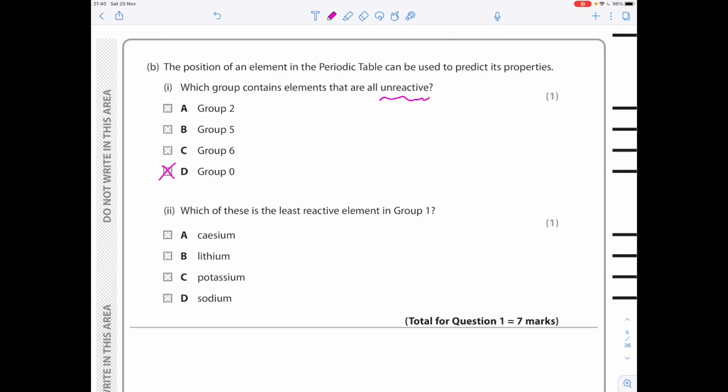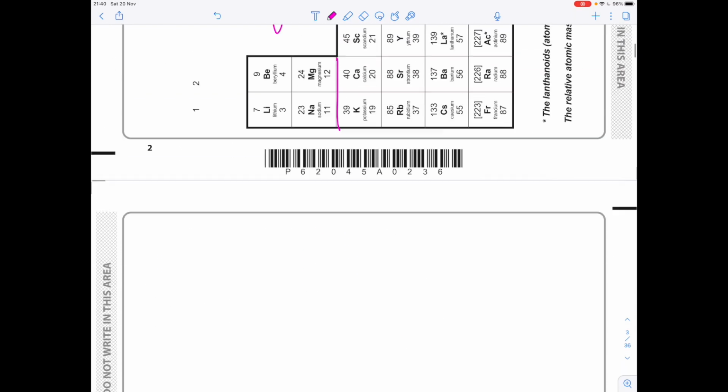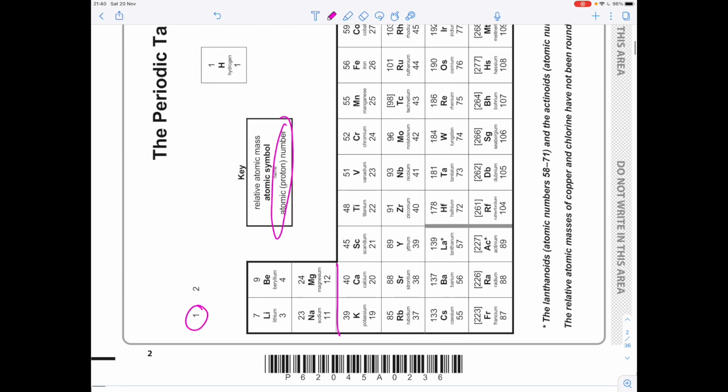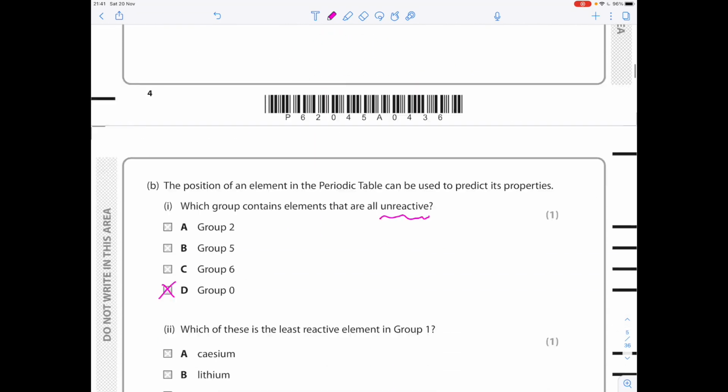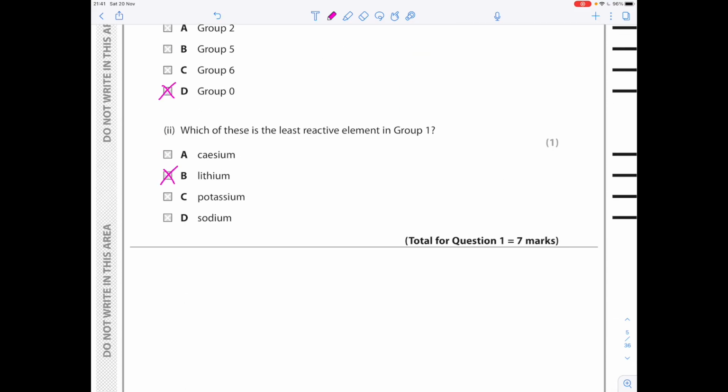Which of these is the least reactive element in group 1? So, focusing in on group 1, the least reactive can be found at the top of the group. So, lithium hopefully is in the suggestions. Yes, it is.